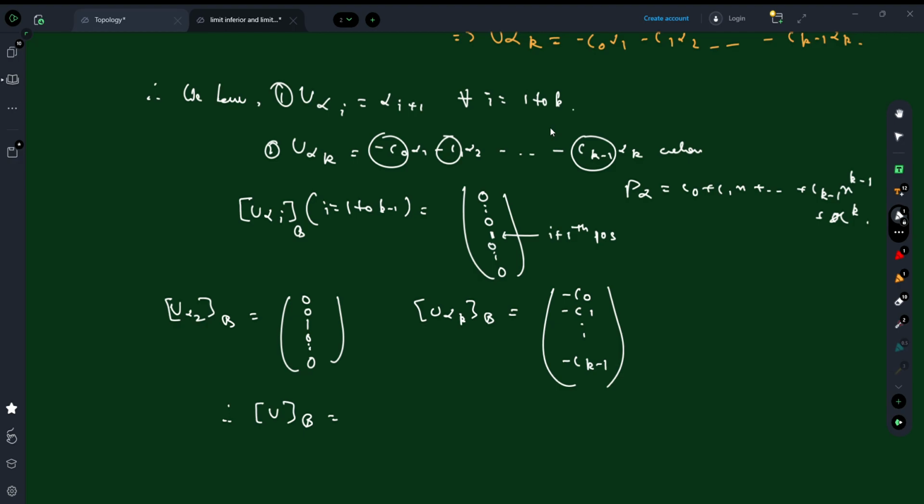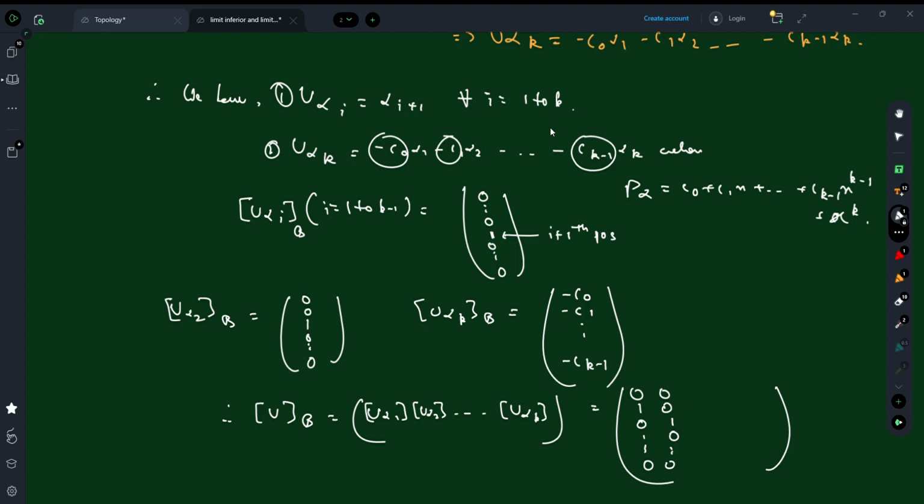That is the coordinate matrix of u alpha 1, the coordinate matrix of u alpha 2, and so on till the coordinate matrix of u alpha k. So that's of this form, right? It's of the form 0 1 0, all are 0, 0 0 1 and all are 0. Then you have 0 0 0 1, then all are 0, and so on till you have 0 0 0, the last element is 1. Then you have minus c0, minus c1, minus c2, till minus ck minus 1, right? This is the matrix representation you get.